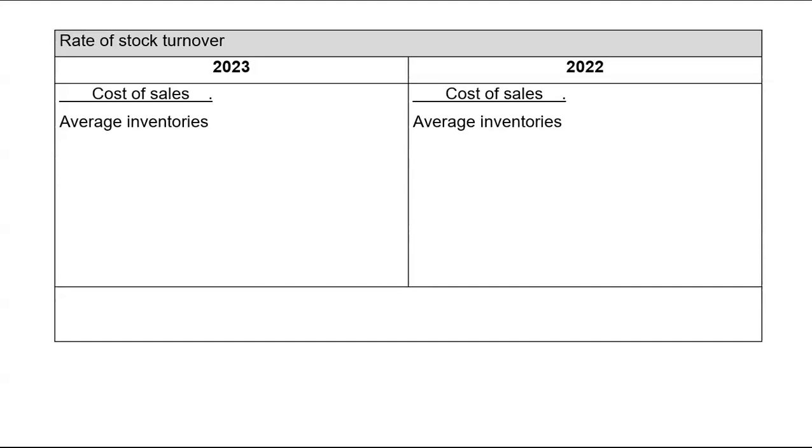In your numerator, you'll have your cost of sales. Your cost of sales were 1,040,000. So it'll take you 2.5 times per year. Okay, we'll discuss that because it also depends on the type of business that you have.